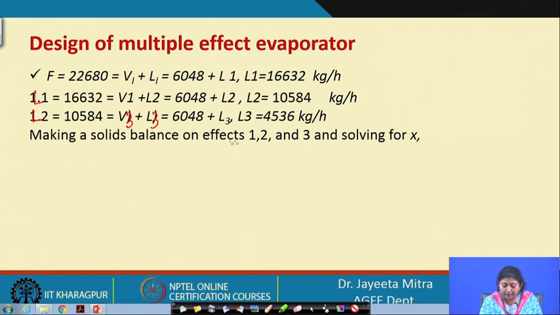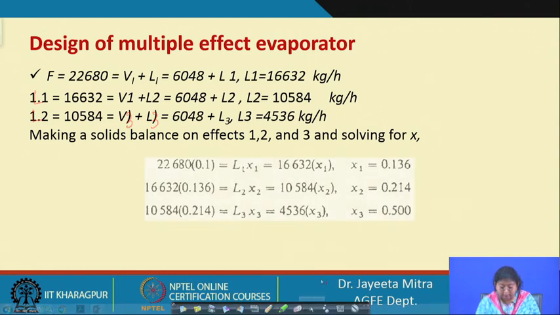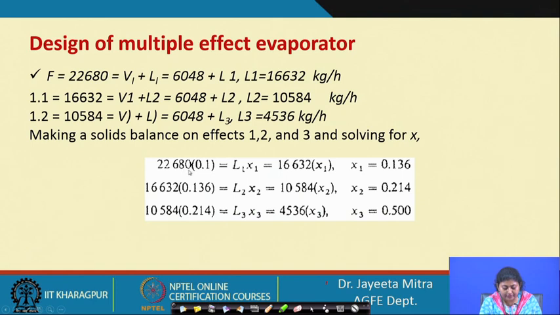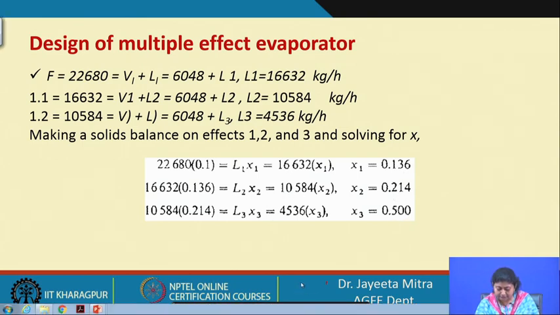Now, making a solid balance on effects 1, 2 and 3 and solving for x. We will calculate x first. In the first effect, 22680 into 0.1, this is the solid, that is L1 x1, which will equal L1, that we are getting as 16632 into x1. So, x1 is 0.136. Similarly, x2 is 0.214 and x3 is 0.500.